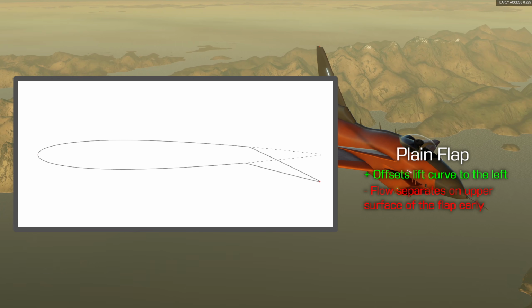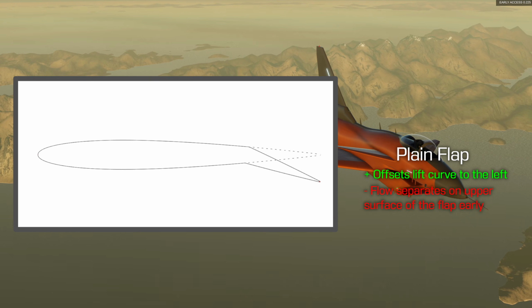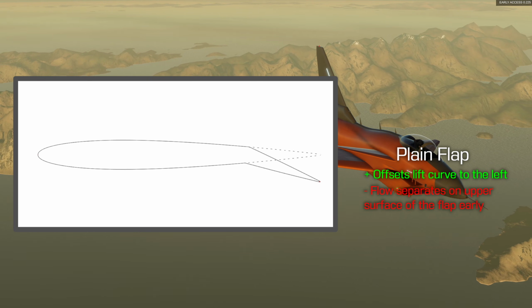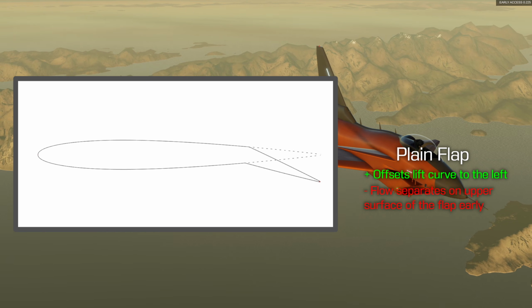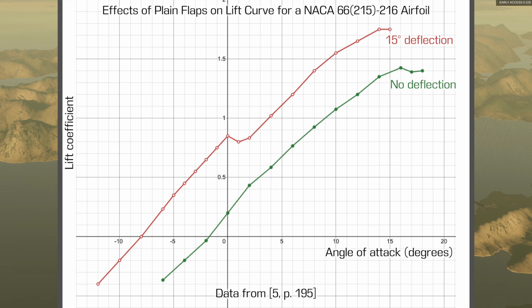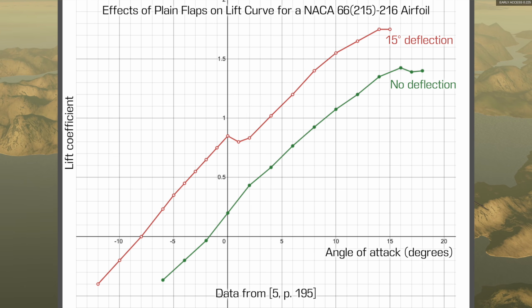Although the flow separating over the flap surface can be detrimental to lift, it can also be taken advantage of in the sense that drag will also be significantly increased, which can greatly help to slow an aircraft down when landing. Here is a comparison of lift coefficients for a real airfoil with flaps retracted versus deployed 15 degrees.